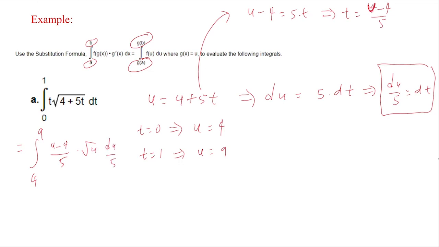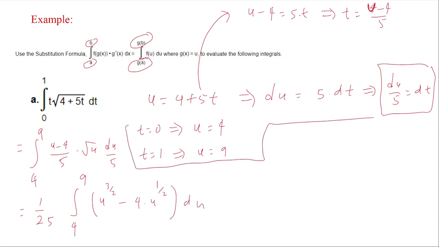So I can keep this constant 5 times 5 outside, which is 1 over 25, and inside we will have 4 to 9 u minus 4 times u to the power half. If you distribute this u here, it will give me u to the power 3 over 2 minus 4 times u to the power half du. So this is the integration now we need to find out. And finding this integration is easy because we just need to use the power rule.